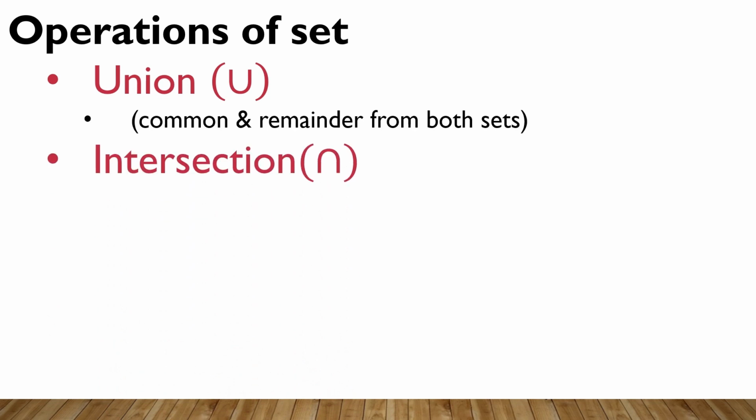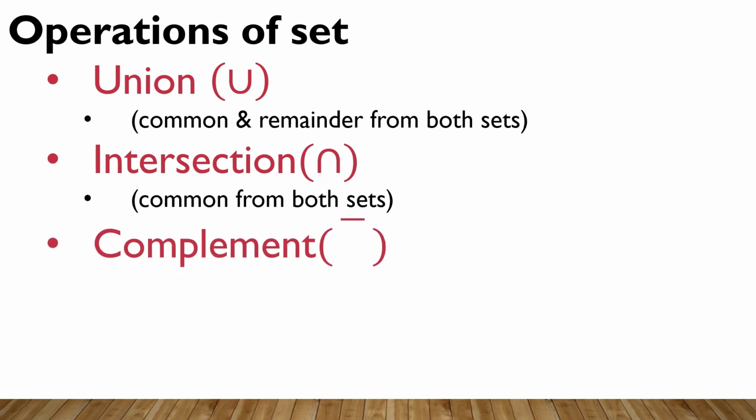Next one is intersection. We write an inverted U like structure for the representation of intersection, which means the common from both sets. We list out the common elements from both sets, which is called intersection.